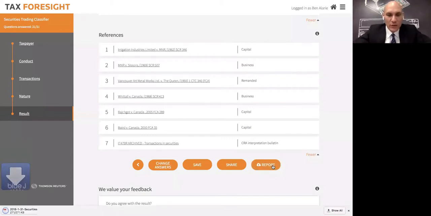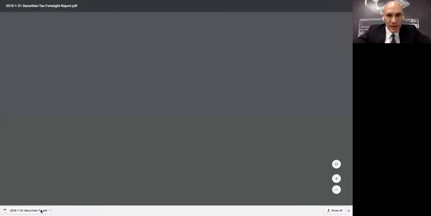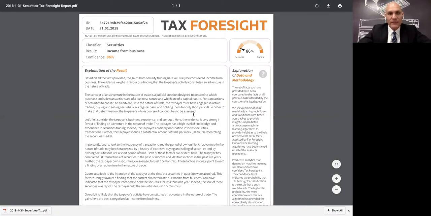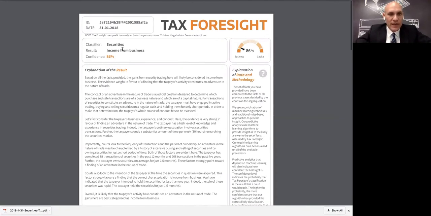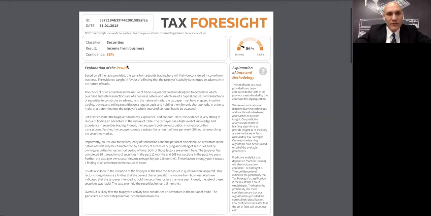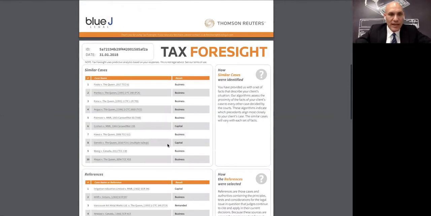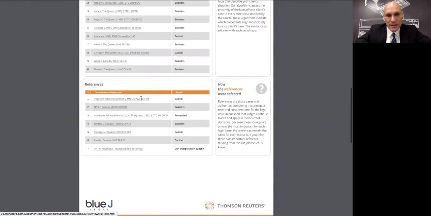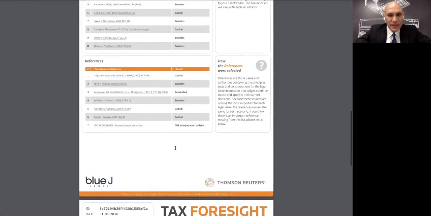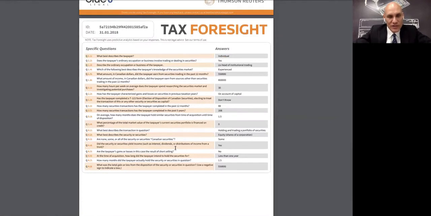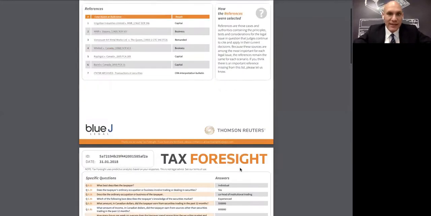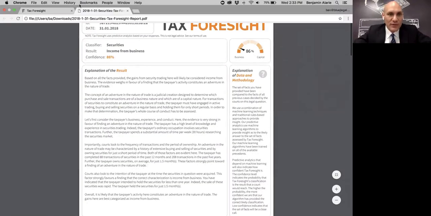I can download it locally to my machine here, and I'll open it up, and we can see very, very convenient. I've got the outcome, the classifier, the result, the confidence, the explanation of the result. I've got links to all the most similar cases right there. I've got the references to the leading cases and other materials here to read. And very importantly, I've got all the questions and answers that I've assumed here to be true. So if a judge found all of these facts to be consistent with how I've treated this, it's very likely that the court would come up with this outcome. So this would be very, very helpful.